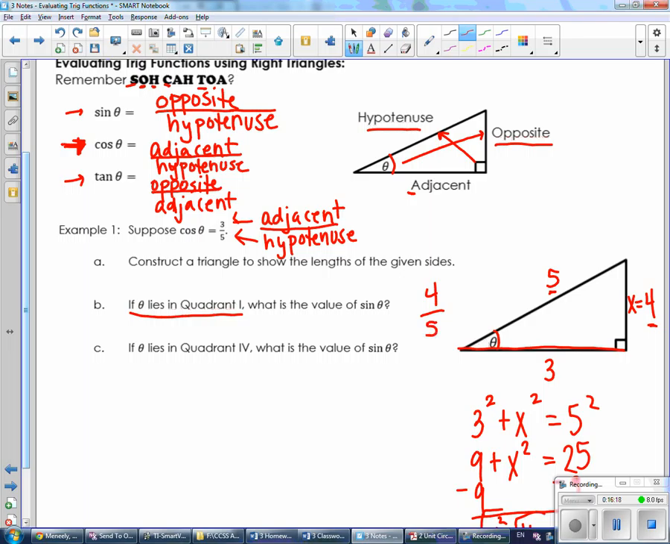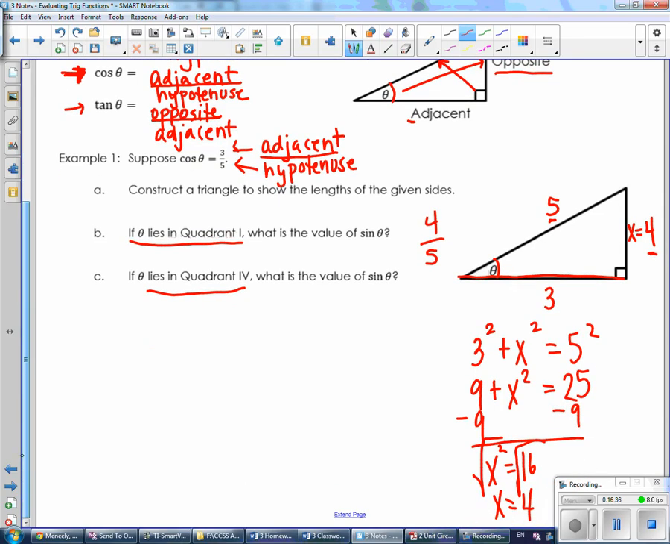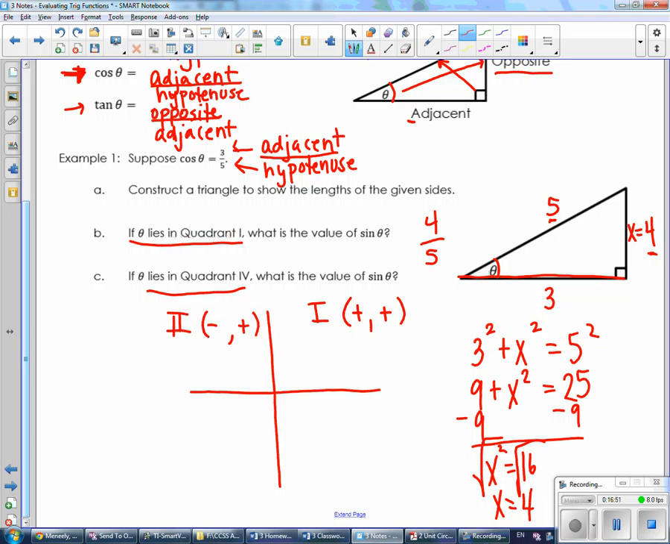So what's this business about having theta lying in quadrant 1 or theta lying in quadrant 2? That's important for us to know as well, because it turns out that the sine of theta could be a positive 4/5 or a negative 4/5, depending on where it is in the unit circle. So let me just draw a quick set of axes for you. We said that in quadrant 1, the x and y values are positive. In quadrant 2, the x value is negative, but the y value is positive. In quadrant 3, they're both negative. And in quadrant 4, x is positive and y is negative.